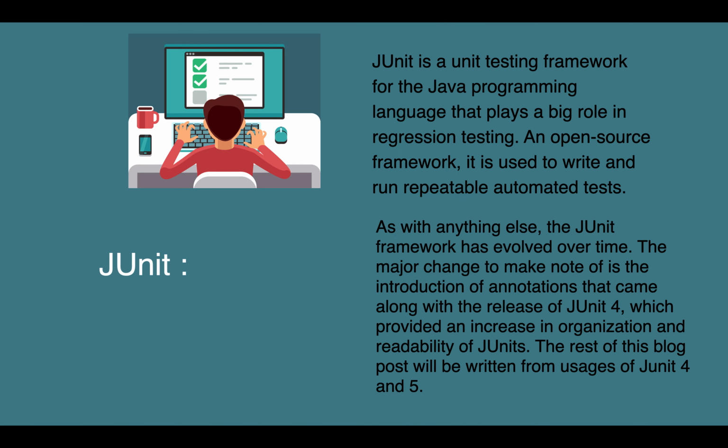So, JUnit. JUnit is a unit testing framework for the Java programming language, and it plays a big role in regression testing. An open source framework, it is used to write and run repeatable automated tests. As with anything else, the JUnit framework has evolved over time. The major change to make note of is the introduction of annotations that came along with the release of JUnit 4, which provided an increase in organization and readability of JUnits.